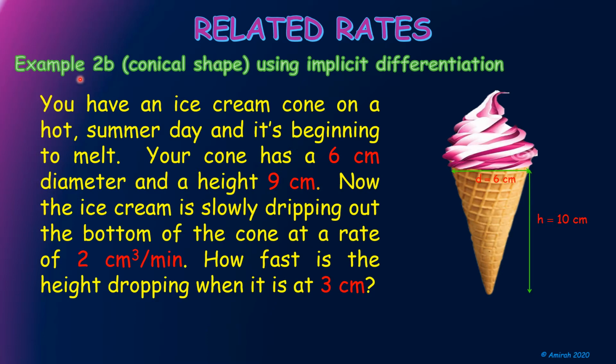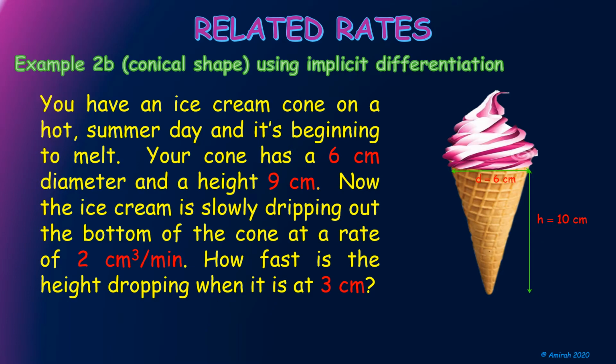Okay, and then we continue with example 2b, conical shape using implicit differentiation. The question is, you have an ice cream cone on a hot summer day and it's beginning to melt. Your cone has a 6 cm diameter and a height 9 cm. Now, the ice cream is slowly dripping out the bottom of the cone at a rate of 2 cm³ per min. How fast is the height dropping when it is at 3 cm?